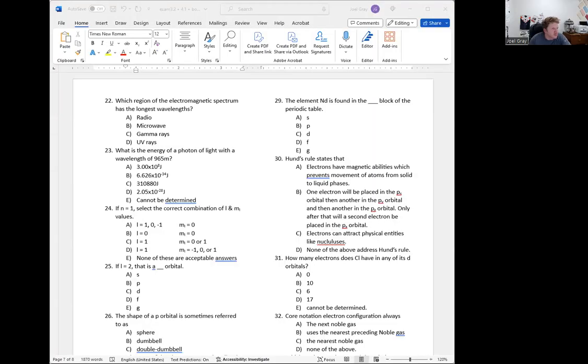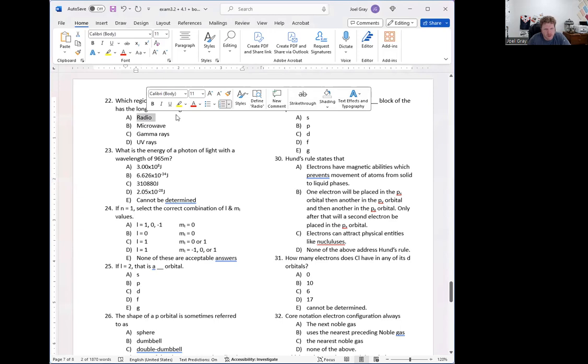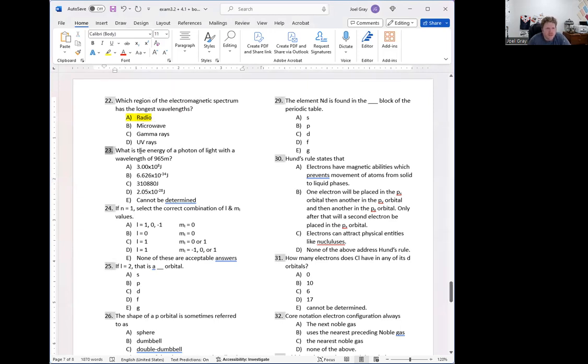All right, so here is exam 4.1. Walk through that. So the first question is, which region of the electromagnetic spectrum has the longest wavelengths? Radio. Shortest wavelengths, on the other hand, are gamma rays. 23. What is the energy of the photon with a wavelength of 965 meters?